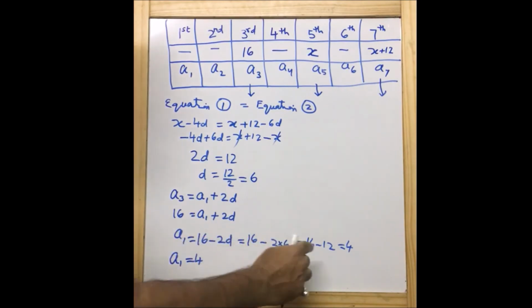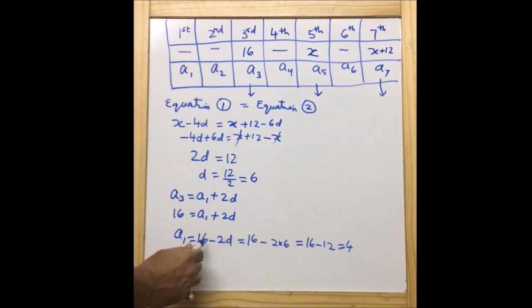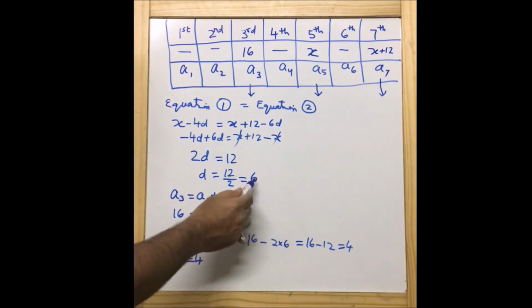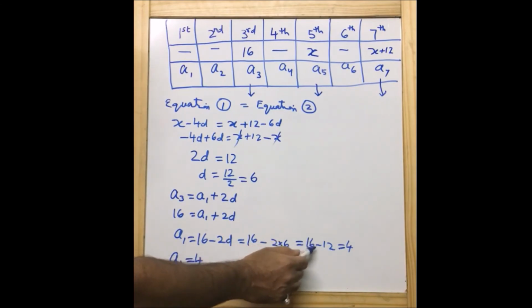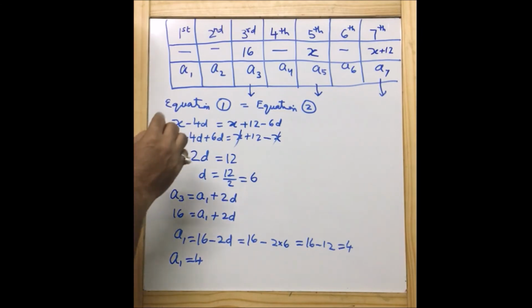Fine, because A1 is equal to 16 minus 2D, that is equal to 16 minus 2 into 6, the value of D is 6, so that is equal to 16 minus 12, that is equal to 4. So we got the value of A1 as 4. Now it would be easy to find the arithmetic progression, which is what is being asked in the question.